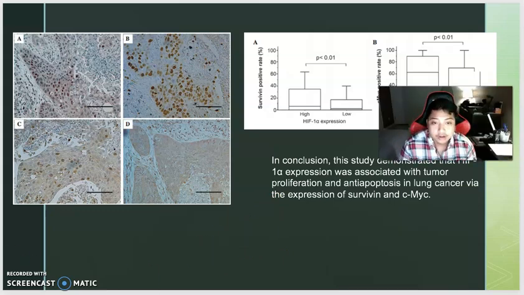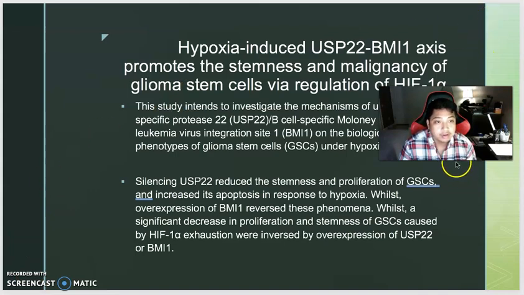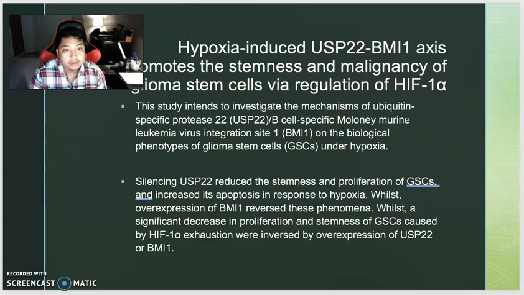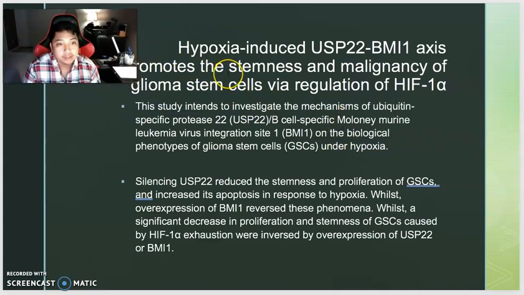In this next article, I was looking for something in regards to regulation of HIF1 alpha, and this one focused on the hypoxia induced USP22 and the location site of BMI1. USP22 is the ubiquitin specific protease 22, and BMI1 is B cell specific Moloney murine leukemia virus integration site 1.